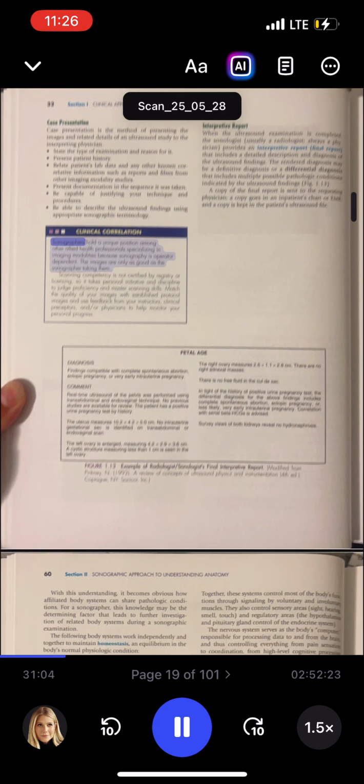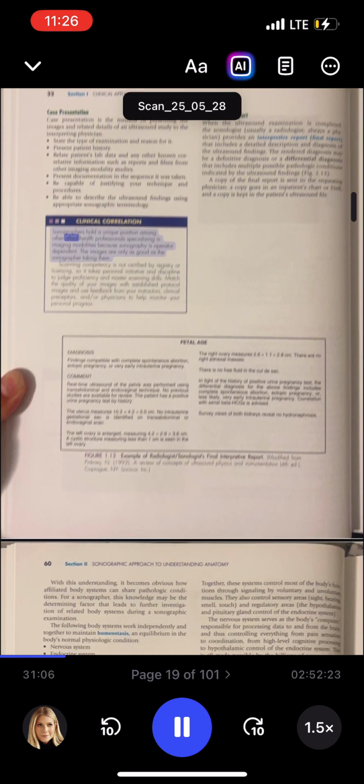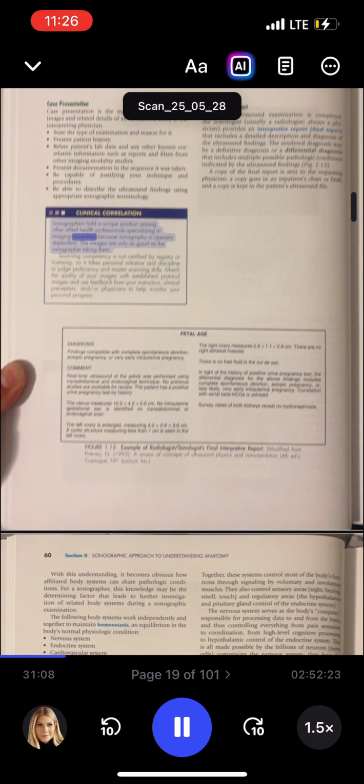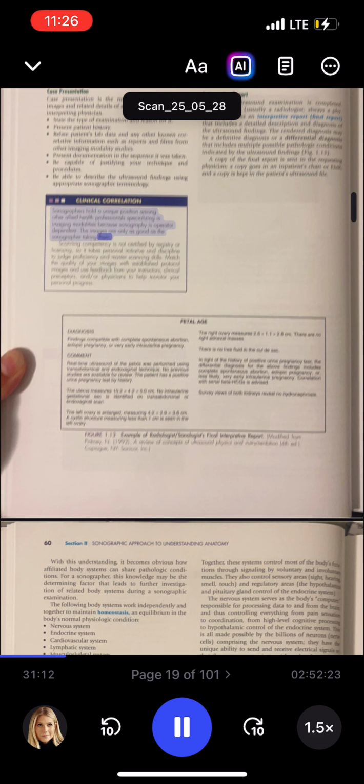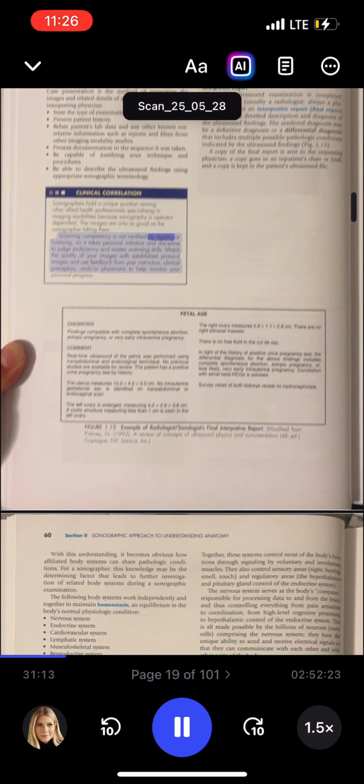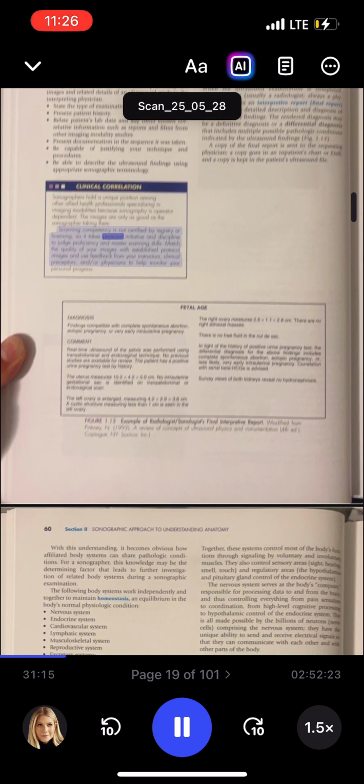Clinical correlation. Sonographers hold a unique position among other allied health professionals specializing in imaging modalities because sonography is operator-dependent. The images are only as good as the sonographer taking them. Scanning competency is not certified by registry or licensing, so it takes personal initiative and discipline.